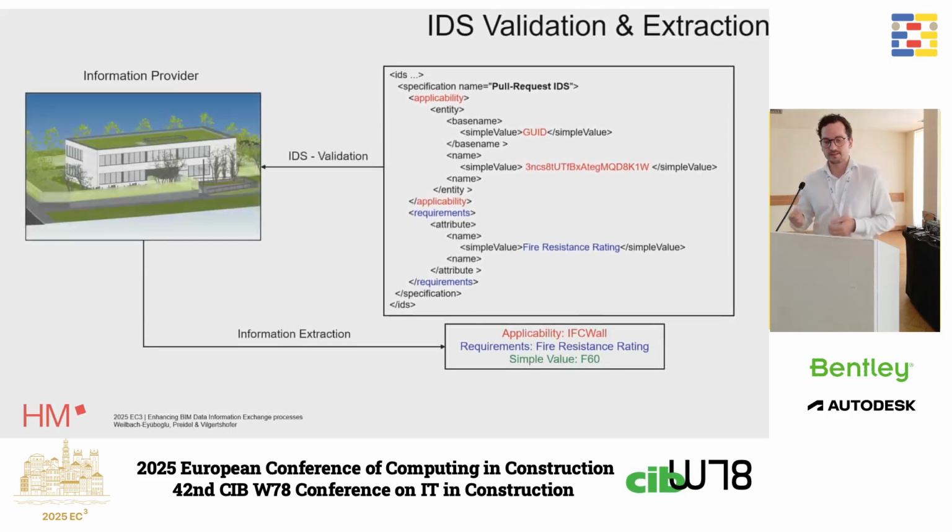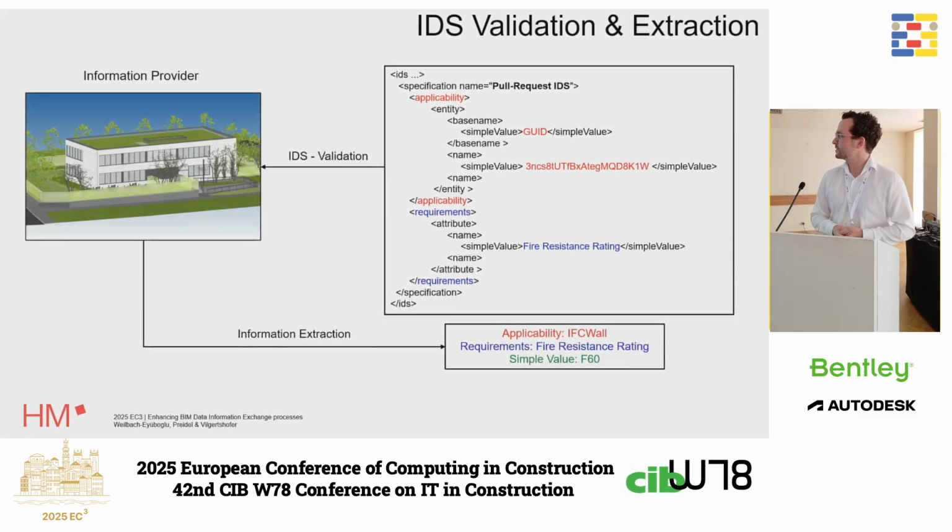Now we can use this pull request IDS to simply validate the provider model. This will scan the model for this specific element and check if the fire resistance rating is present there. Once the validation process passes, we take the attached value from this fire resistance rating and store it. So we get F60 for this specific wall we were looking for.